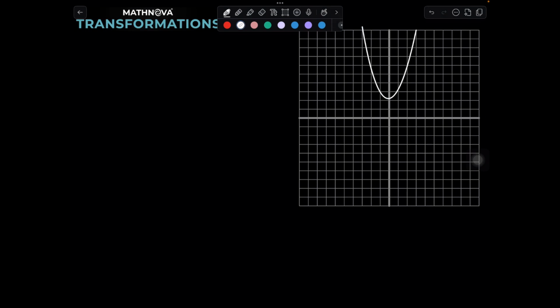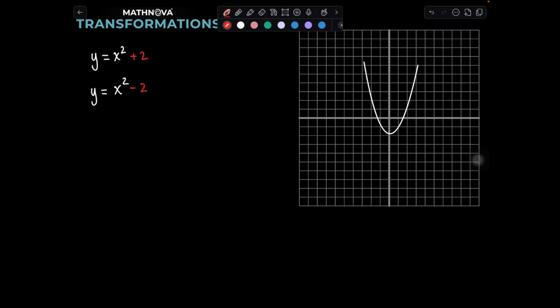What would we do? Well, looking at our original, all you do is add 2 to the end. If I wanted to move it 2 units down from the original, so from here I wanted it to go here, all I would do is y equals x squared minus 2. So whatever number you want to move it up by, you just plus that number onto it. Whatever number you want to move it down by, you just minus it by that number.